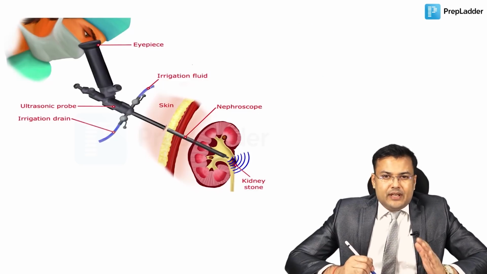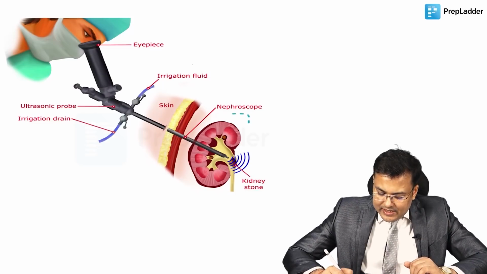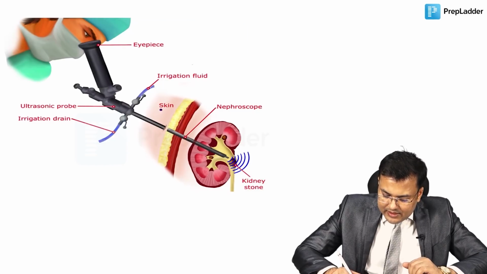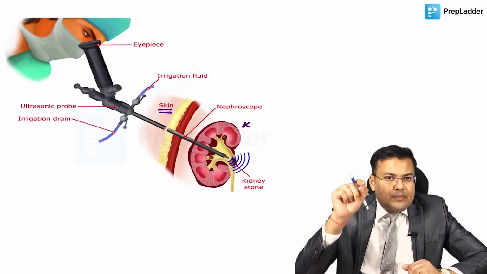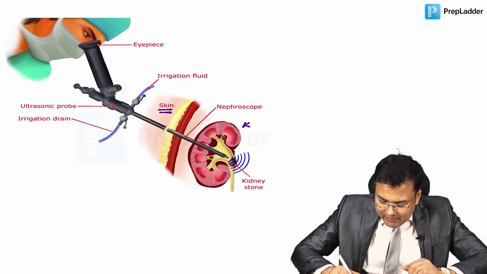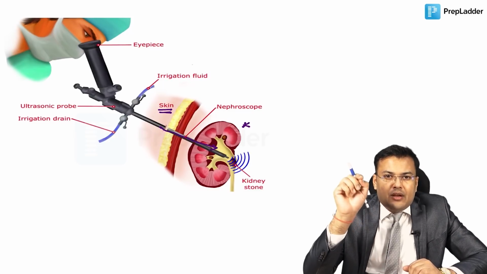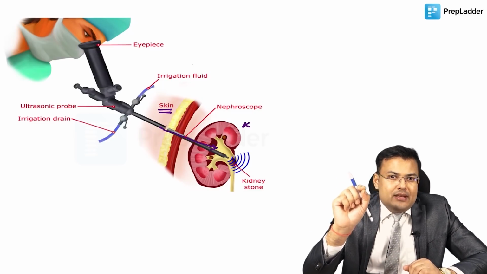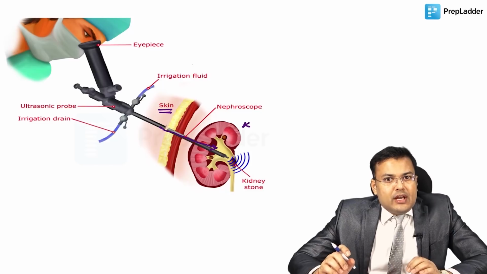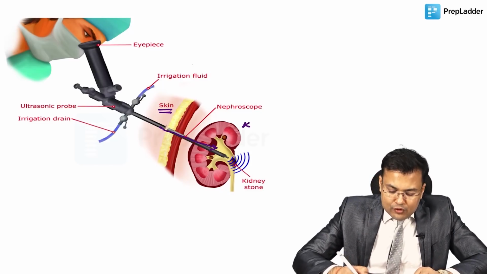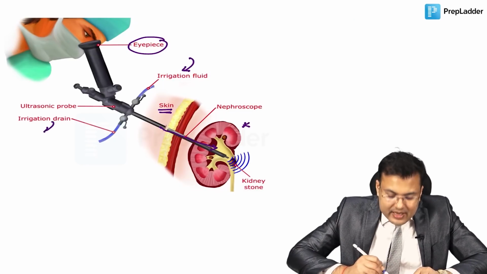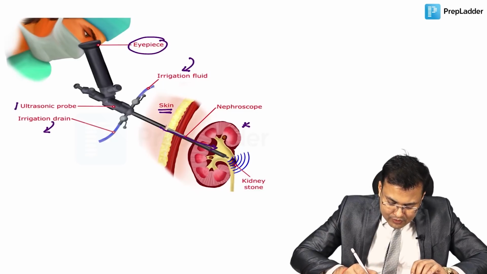Now see what's done in PCNL, percutaneous nephrolithotomy. You can see this is kidney, and this is the skin. So the name is percutaneous nephrolithotomy. Percutaneously means via skin, I'm going to create a track with the help of needle and I'm going into the kidney via calyx. So I create a track via a needle, and after that I dilate the track. Via that track I insert a scope that's known as what? Nephroscope. And here you can see that this is nephroscope in which there is eyepiece, there is a channel for irrigation, there is a channel for draining the irrigation fluid, and there is ultrasound probe.